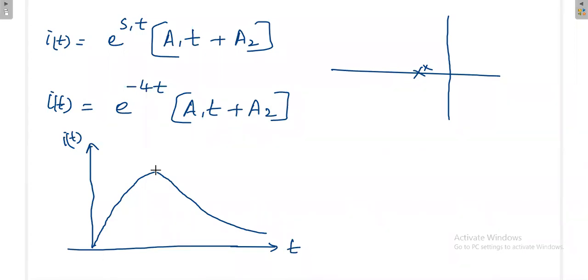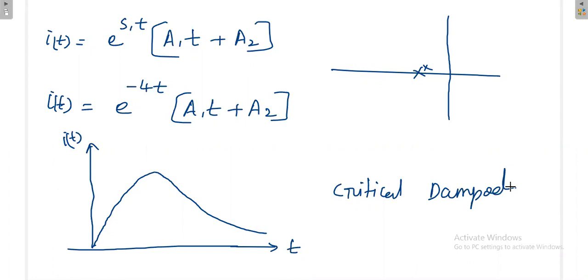But if you are given only one of the diagrams, then it is really difficult to find out whether it is over damped or critically damped. But if they are giving both, then you can easily identify which one is over damped and which one is critically damped system. So this is critical damping.